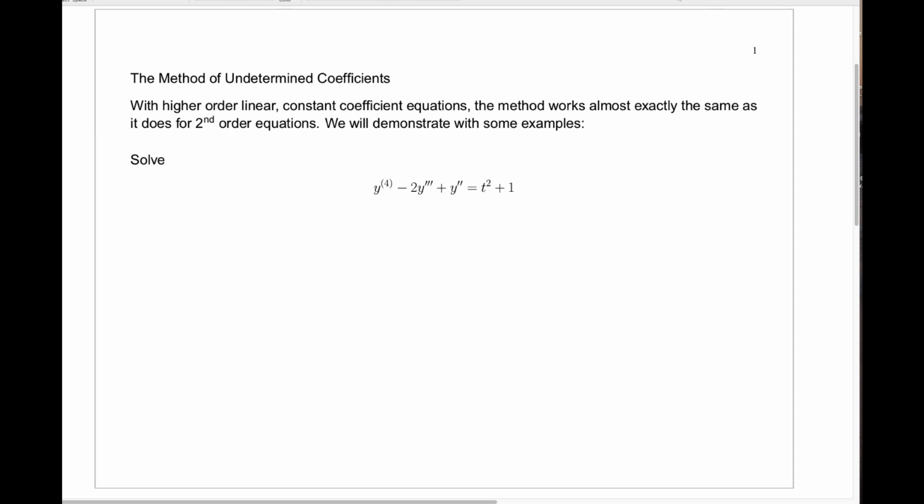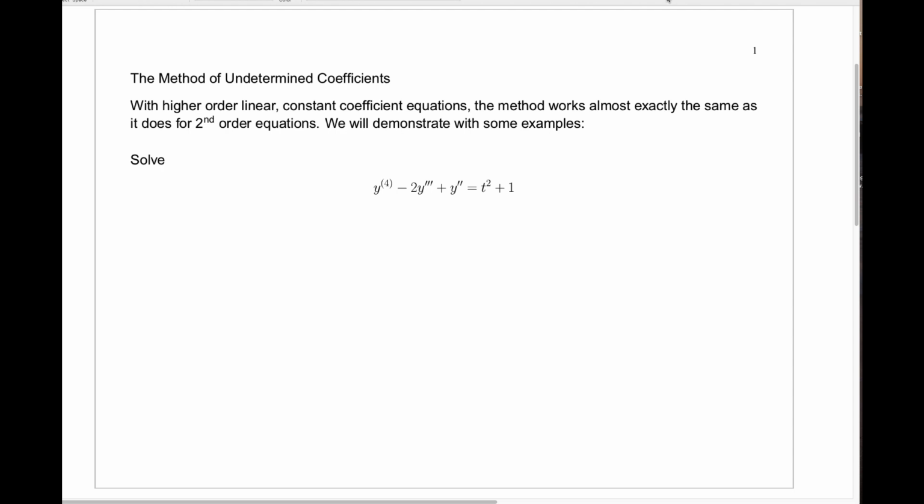Today we're going to talk about using the method of undetermined coefficients when we have a higher order, meaning higher than second order, which we've looked at in the past. We have a higher order linear constant coefficient differential equation. The method really is not changed much, virtually at all, since we were looking at it with second order linear constant coefficient differential equations.